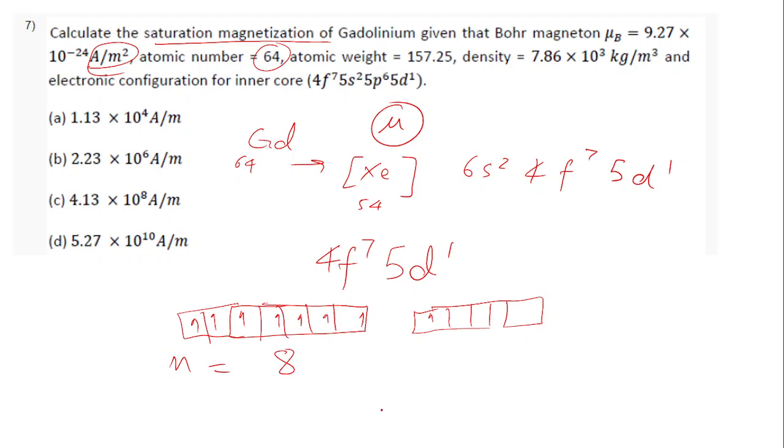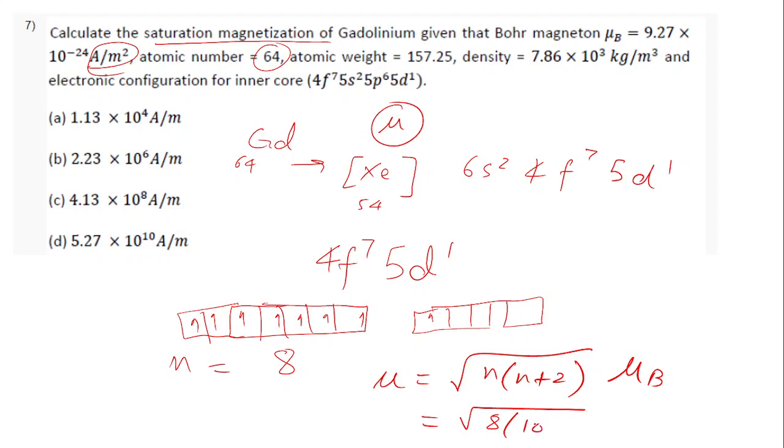And then the magnetic moment, how do we calculate it? Under root n times n plus 2, times Bohr magneton. So this will be under root 8 times 8 plus 2, which means root 80, times Bohr magneton. This we will use to calculate the spontaneous magnetization in this question. These values we can put in at the end also, so it's okay. The next thing that we need is to calculate the number of atoms per unit volume.